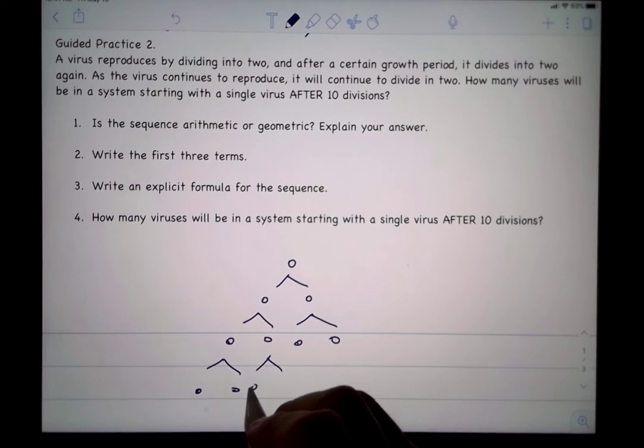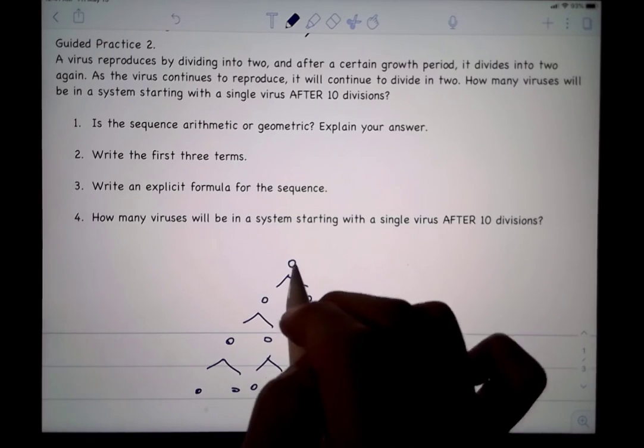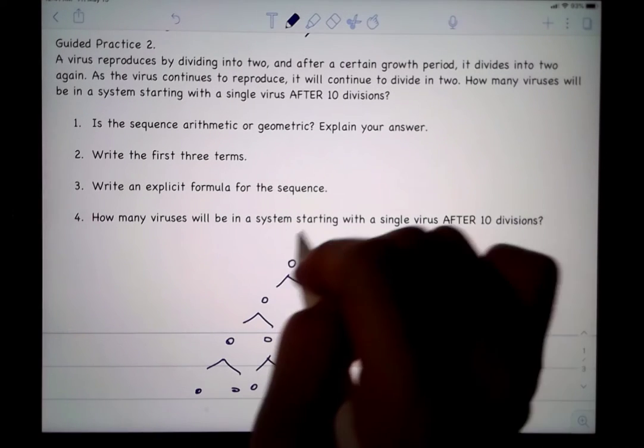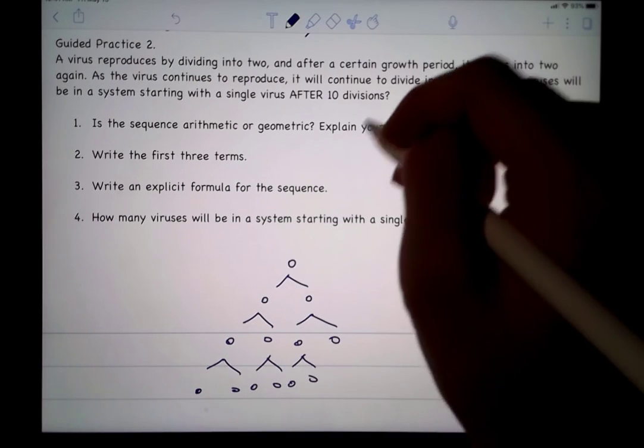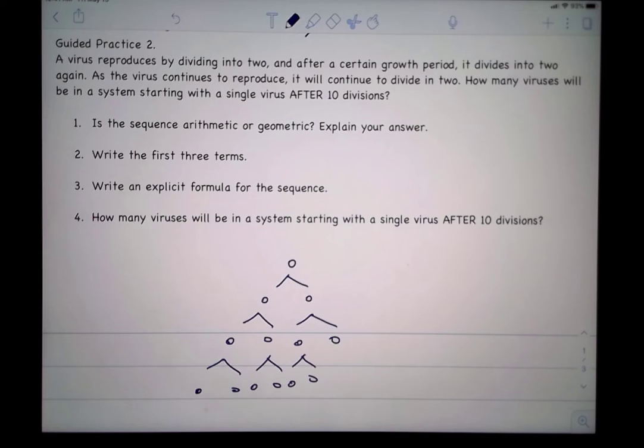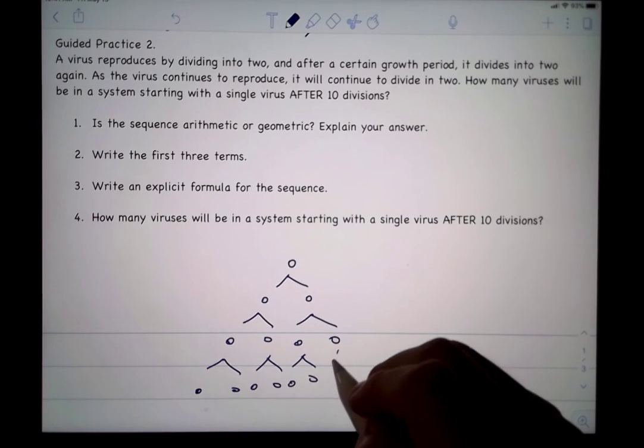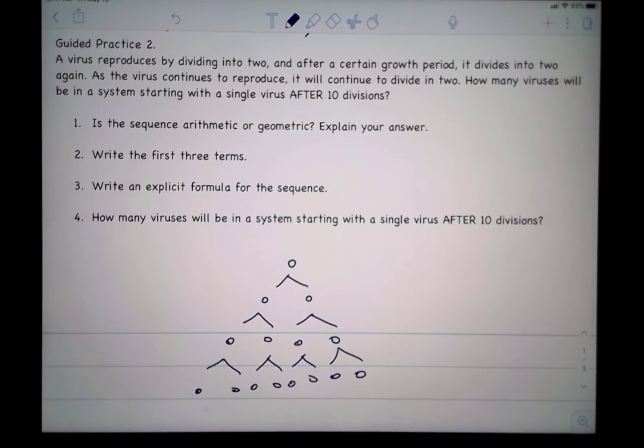So think about it, guys. Coronavirus, one virus can become 10. Then these 10 each become another 10. That's so scary. And guys, look, I did this. The question is, how many viruses will be in the system starting with a single virus after 10 divisions?